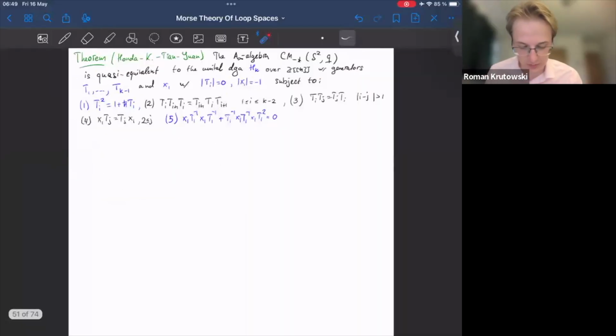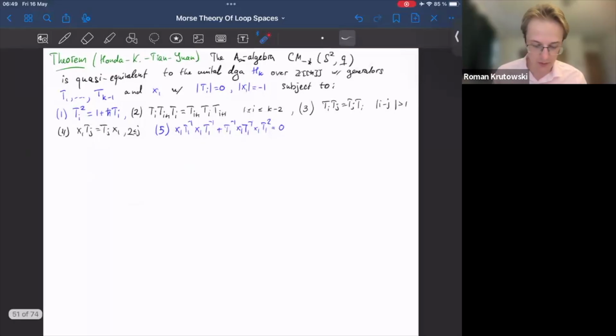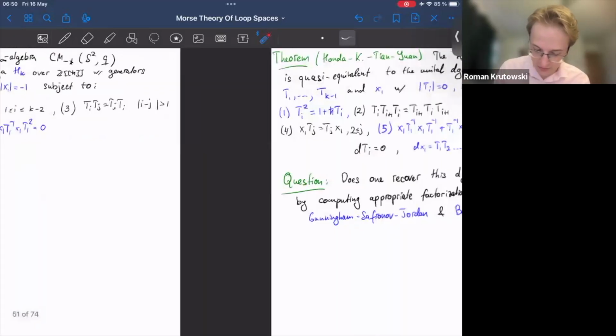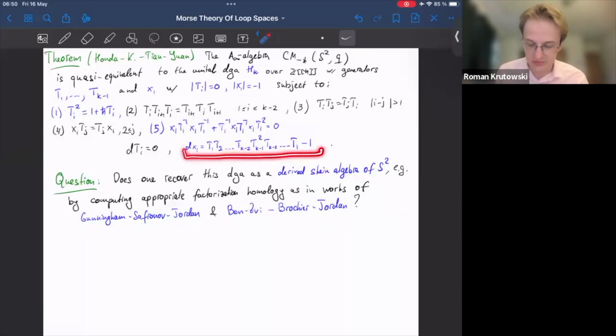Now the relations between them are as follows. This relation is maybe an interesting one. These two relations are just the standard relations for the braid group generators. This is again another kind of boring relation, in the sense that you can commute x1 with tj, where j is at least 2, but commuting x1 with t1 is actually quite involved. And the differential is computed like this, and then extended by the Leibniz rule.